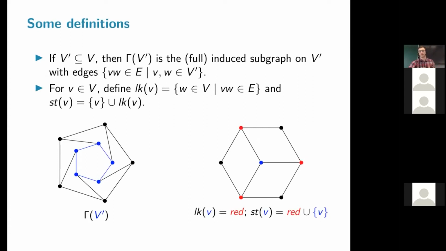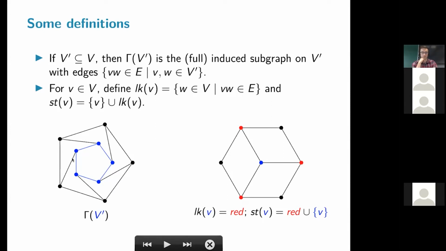But first, I need some more definitions. And as I stated in the description of the course on the website, I tried to make some pictures to illustrate things. So here, the pictures continue. Given a subset V prime of vertices, then with Gamma of V prime, we mean the full induced subgraph on V prime. So Gamma V prime is a graph with vertex set equal to V prime, and the edge set of this induced graph is all edges of the original graph that connect two vertices in V prime.